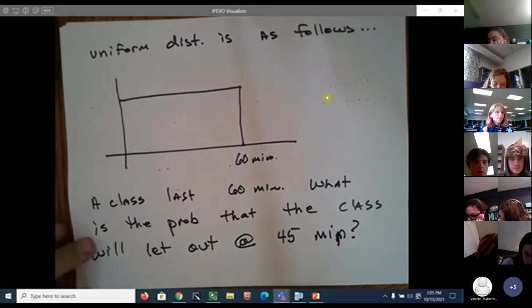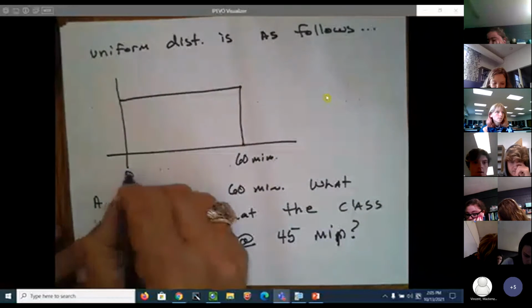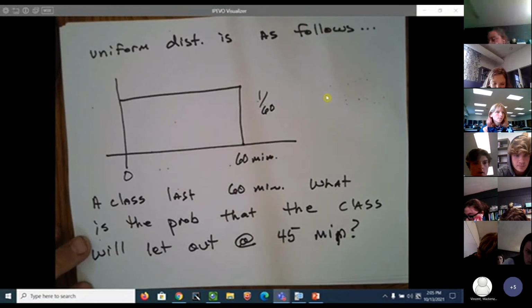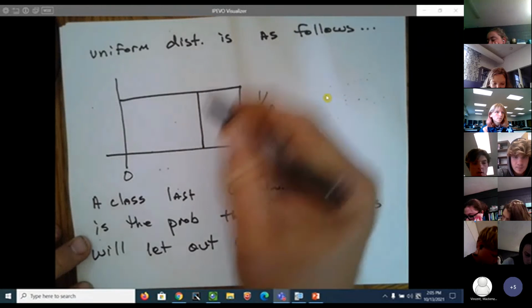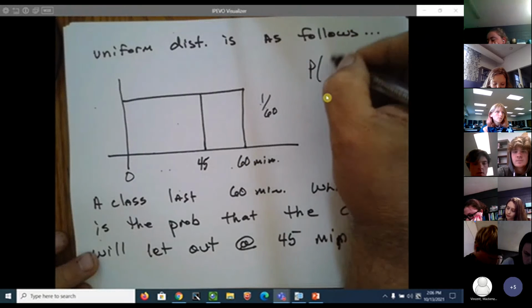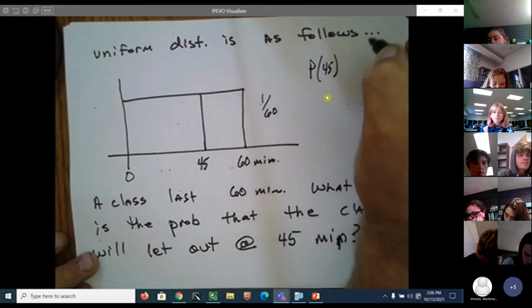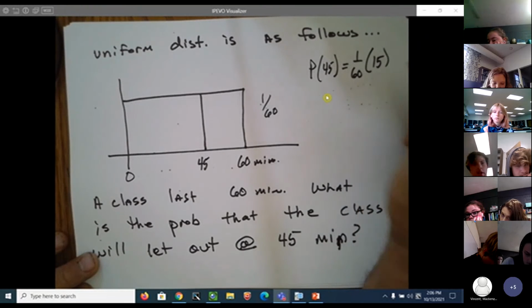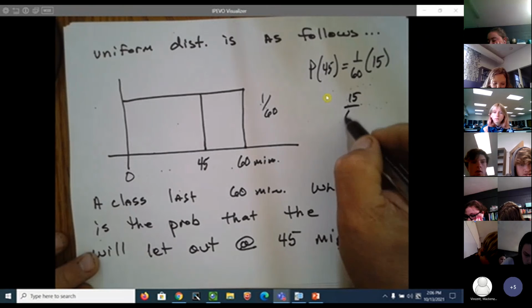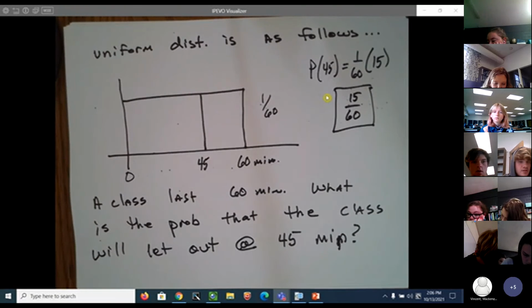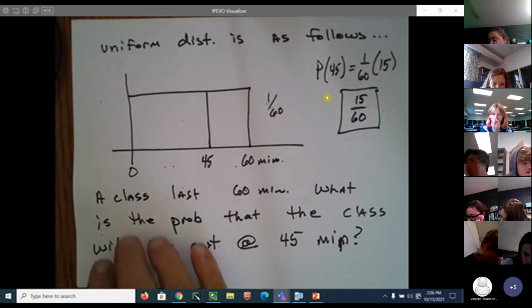Of course, the length is 60, the height is 1/60th. So therefore, you want 45 minutes. 45 is right here. So the probability of letting out at 45 minutes is equal to 1/60th times 15, which is 15 over 60. And simplify and change into a decimal as needed. So that's how you do a uniform distribution.